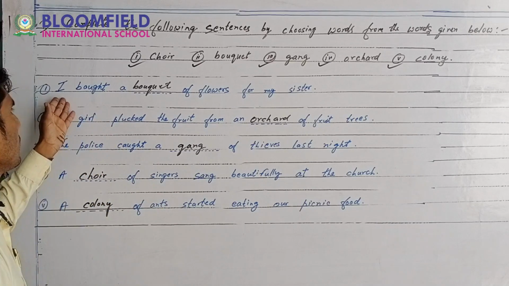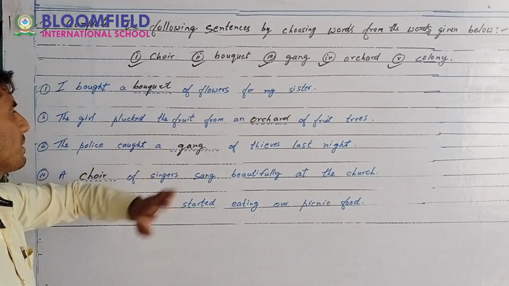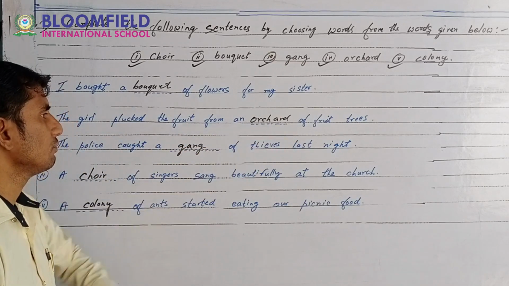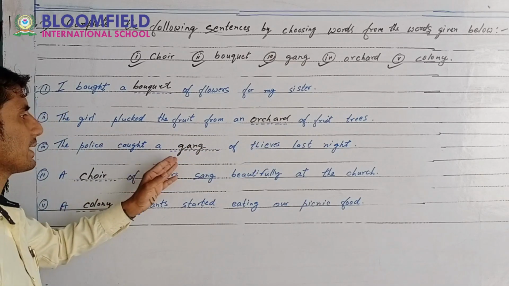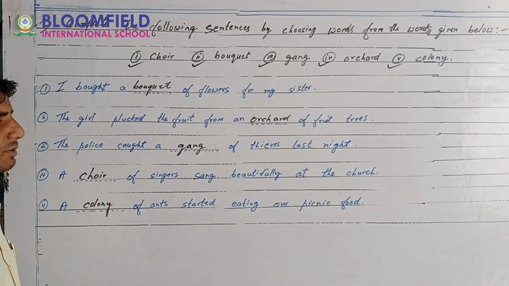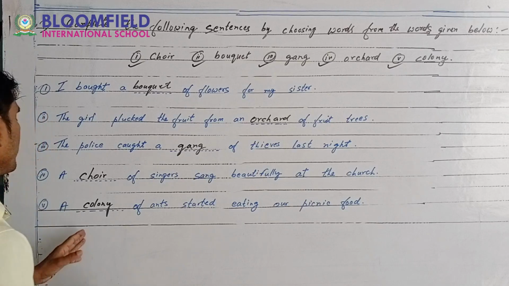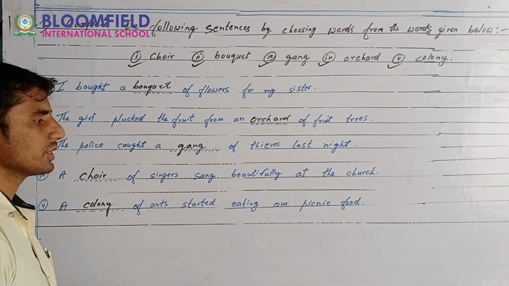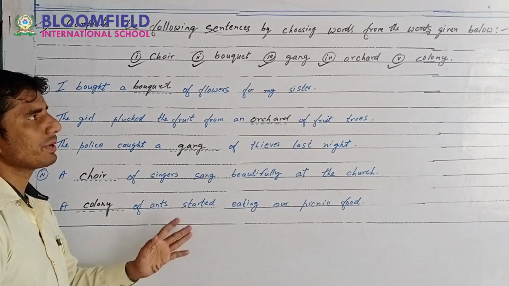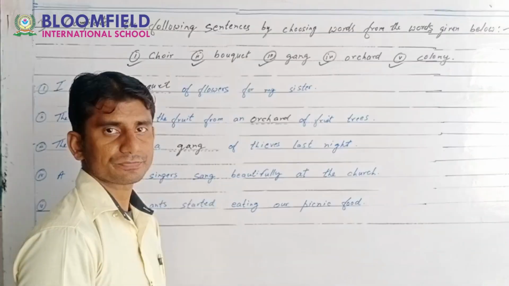First one: I bought a bouquet of flowers for my sister. The girl plucked the fruit from an orchard of fruit trees. The police caught a gang of thieves last night. A choir of singers sang beautifully at the church. A colony of ants started eating our picnic food. So these are examples of collective nouns.